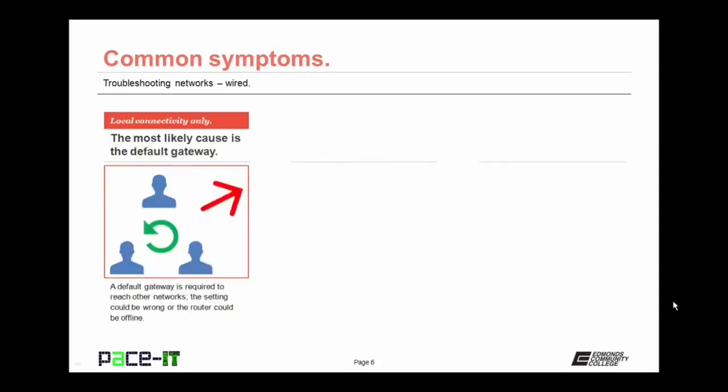If you only have local connectivity, what that means is that you can't connect outside of your network, then the most likely cause is with the router or your settings. A default gateway is required to reach other networks, so the setting could be wrong on either the router or on your PC, or the router can be offline.